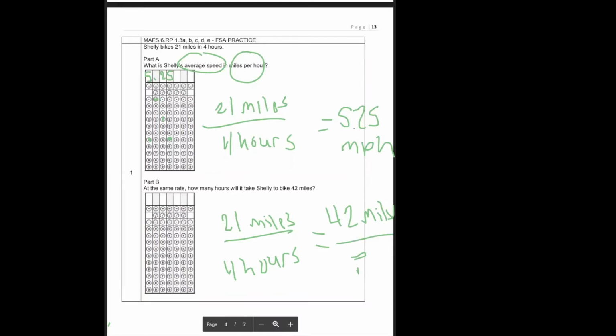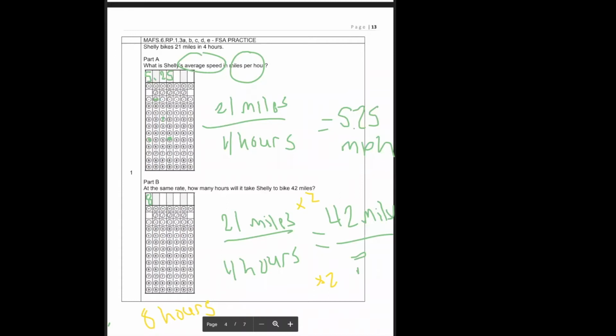Go back to the idea of the relationship. It looks like the relationship between these is times 2 and times 2, right? Because it goes from 21 to 42, and 4 to blank. So 4 times 2 is 8 hours. Yeah, because 21 is half of 42. Yep, exactly. That's your answer, and that's really how easy it can be.